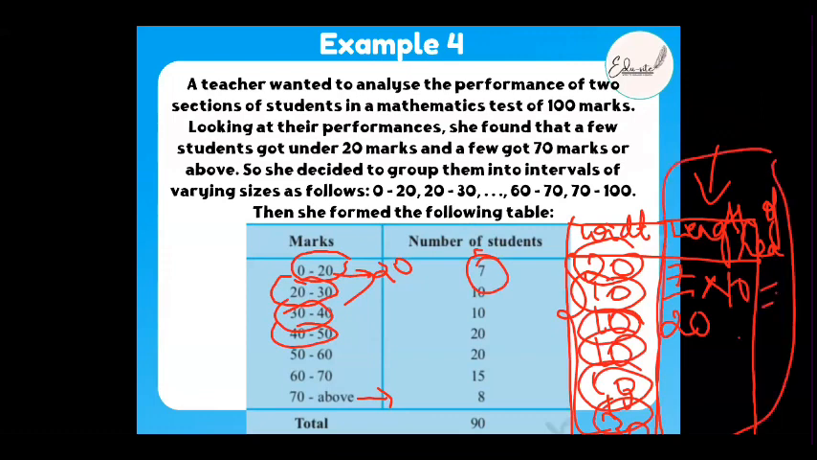And in the same way we are going to write 10 over 10 into 10, and 10 over 10 into 10, 20 over 10 into 10, correct? And then 20 over 10 into 10, 15 over 10 into 10, and 8 over 10 into 10. Correct? 8 over 30 into 10.